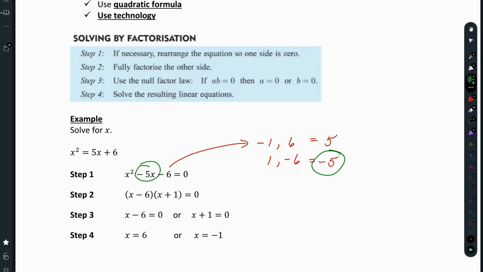So our factors are going to be x plus 1, because we have a plus 1 here, and the other factor is going to be x minus 6. So that's what you see in the second step here. Fully factorize the other side. Then, just like we did on page 1, take those factors and set them equal to 0 and solve. And we end up with x equals 6 and x equals -1.